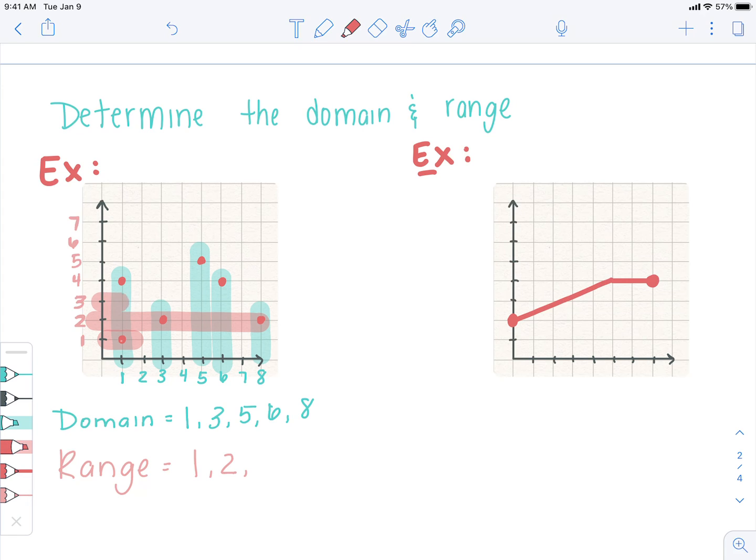I don't have anything at 3. When I draw a line at 3, I don't see anything. So I know there's no 3 in my range. I do have points at 4. So I'm going to include 4. And I have a point at 5. So 5 is going to be in my range.